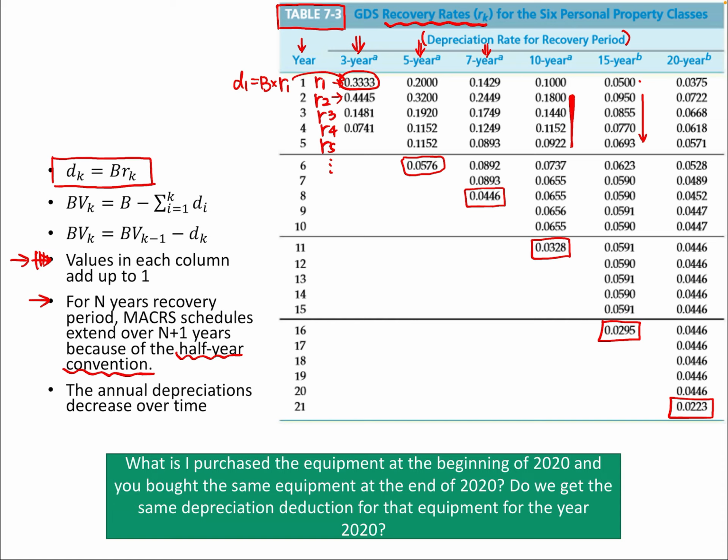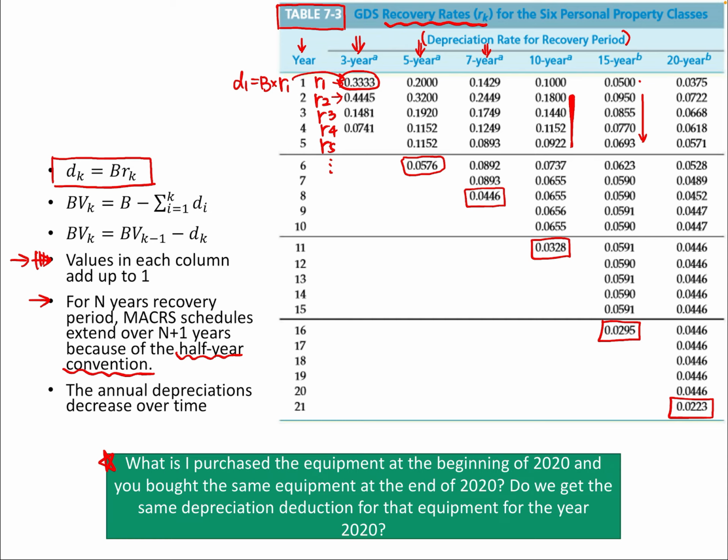So now let's talk about why we have this setup. Why do we have the first year R1 always smaller than R2, and why do we have one more row under each column? So for the 3-year column, why do we have R4? Why do we have a recovery rate after the 3 years? All of this is because of one situation. So think about that.